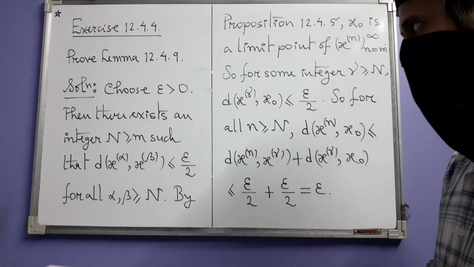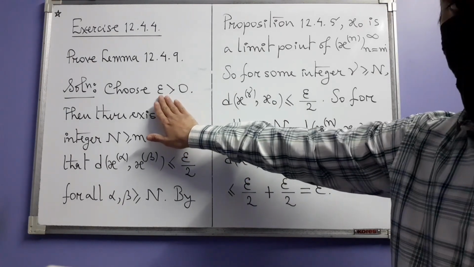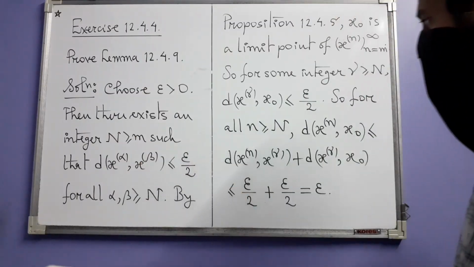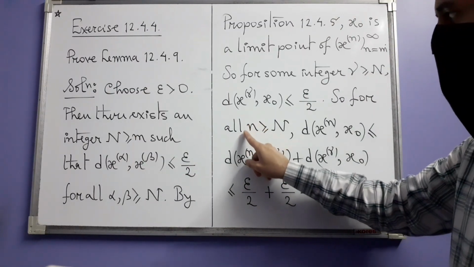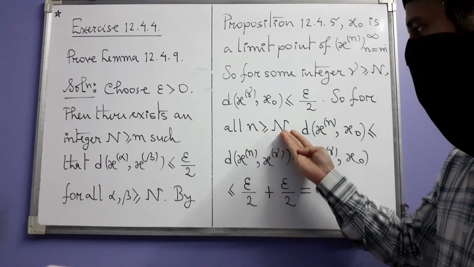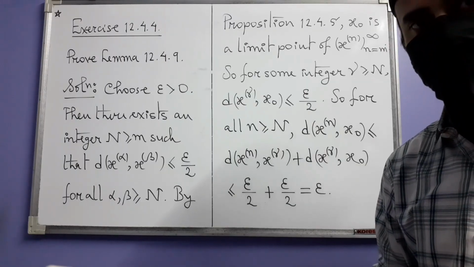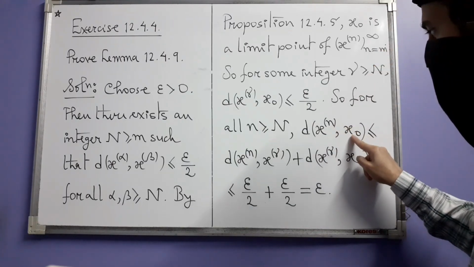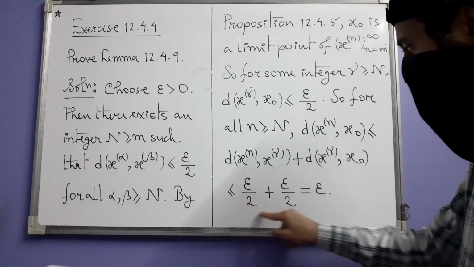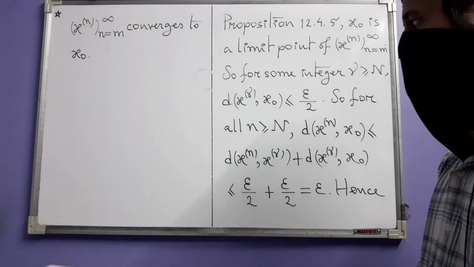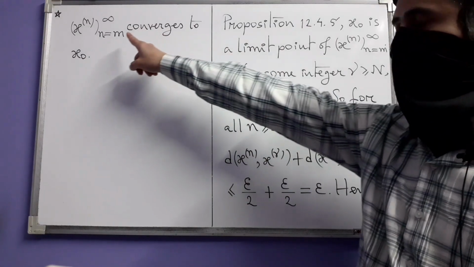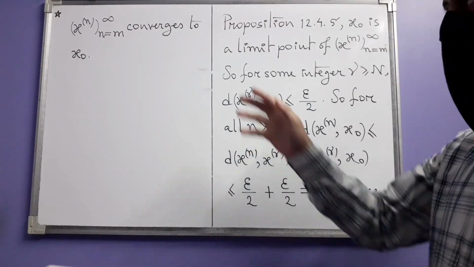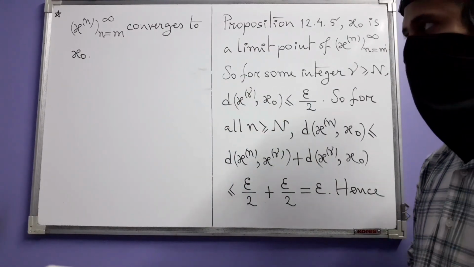So we have now found that for any chosen positive epsilon, there exists a capital N such that if we choose the level small n at least as large as capital N, then the distance between the corresponding term of the sequence, that is x_n, and x_0 is less than or equal to epsilon, and hence our sequence x_n converges to x_0. So that's what we wanted to prove. So the solution ends here.